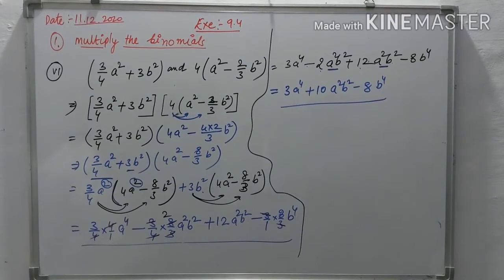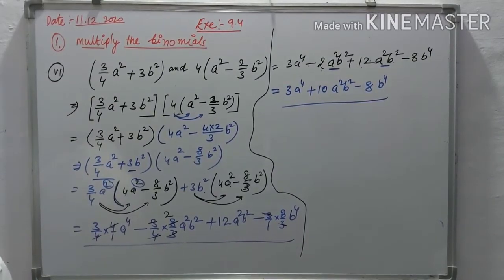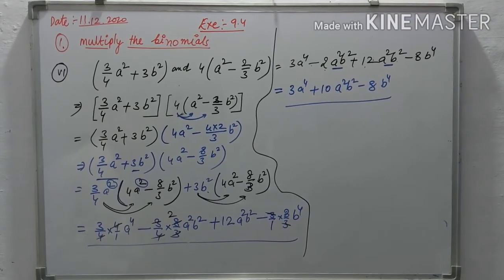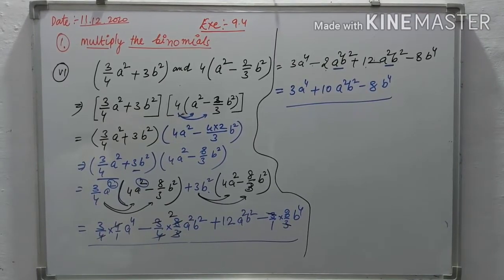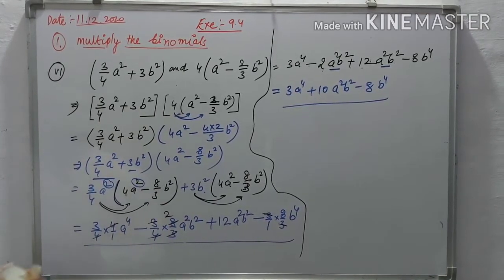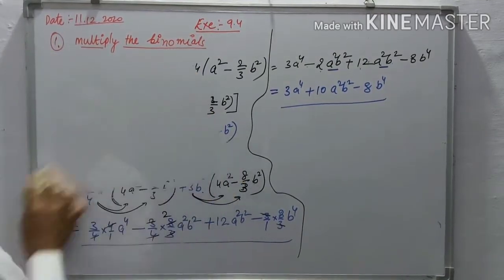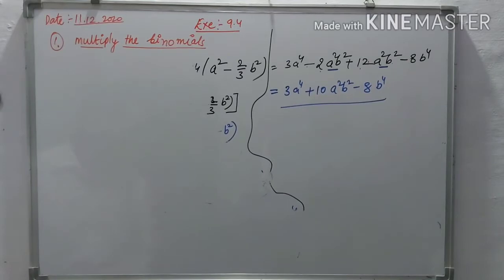So this is the final answer: 3 a power 4 plus 10 a square b square minus 8 b power 4. Okay, so this first question is complete. Now I start the second question.